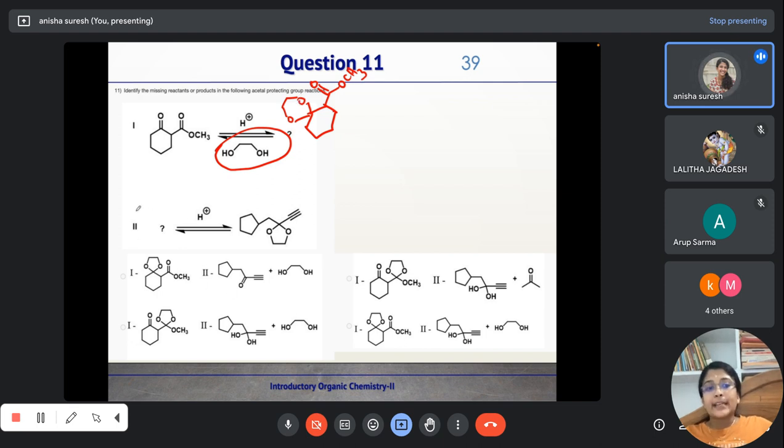Now, what will be the reactants that are involved here? So, here some ketone might be present and then this glycol will be added. So, it will be protecting that ketone. So, what will be the right answer? First option. First option is the right option. So, here there will be a triple bond plus we are adding ethylene glycol. So ethylene glycol will lead to formation of an acetal here.